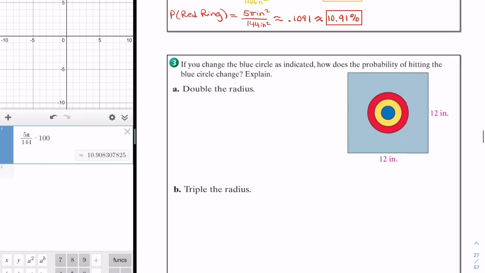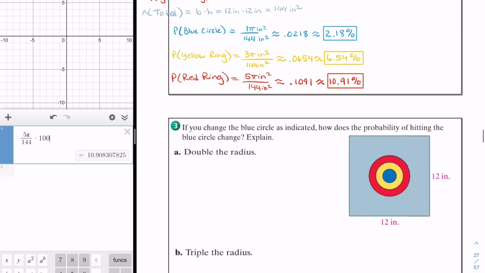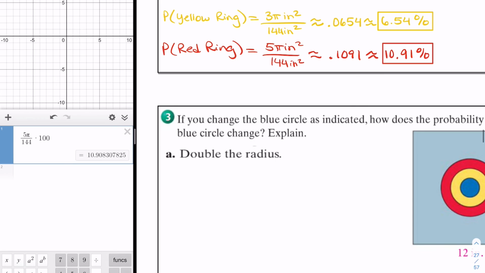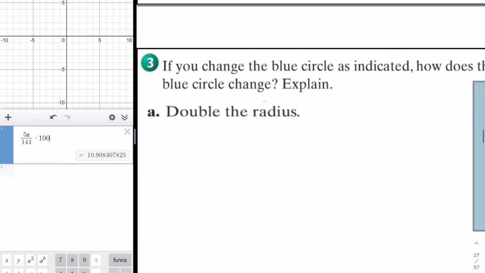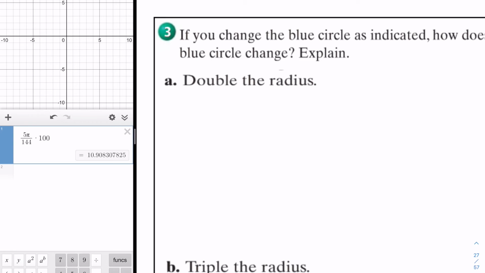So, if you change the blue circle as indicated, how does the probability of hitting the blue circle change? What happens if I double the radius, and what happens if I triple the radius? Well, if I double the radius, I get 4 pi. Double 1 equals 2. So I get 4 pi.